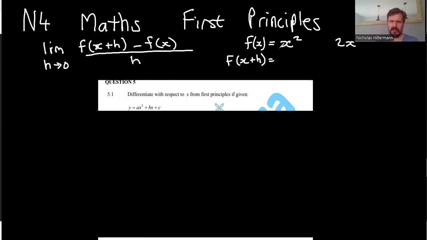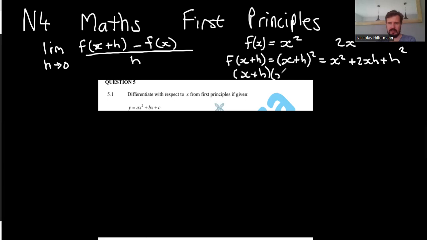And the f of x plus h says we'll replace x with x plus h. And so we get x plus h squared, which when we times that out, gives you x squared plus 2xh plus h squared. If you can just do it like that and see how you get that. If you go x times x is x squared, x times h is xh, x times h is another xh, so you have 2 xh's and an h squared.